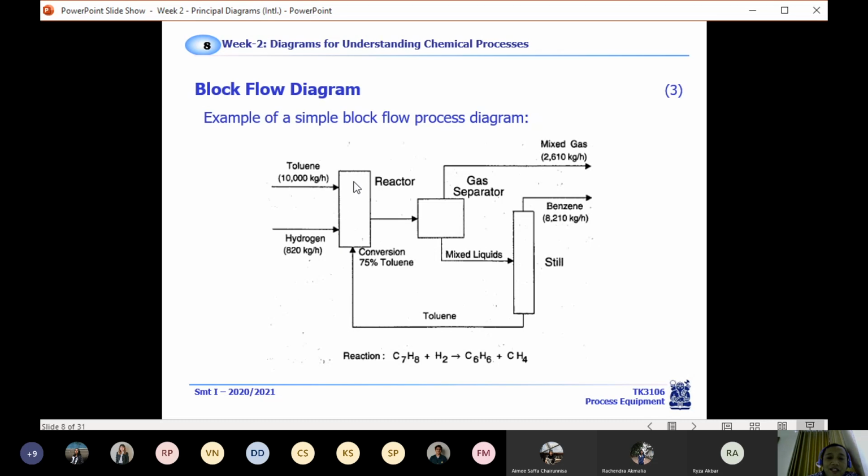Now this BFD, we don't know about the type of the reactor. In a BFD we will not put information about the reaction system, and also about the gas separation, whether we will use a two-phase separator, three-phase separator, or membrane, or any kind of separation unit. We just know that there will be a block or an area that consists of unit operations. I don't know about the unit operation, but it will have a function to separate between the non-condensable gas and the liquid.